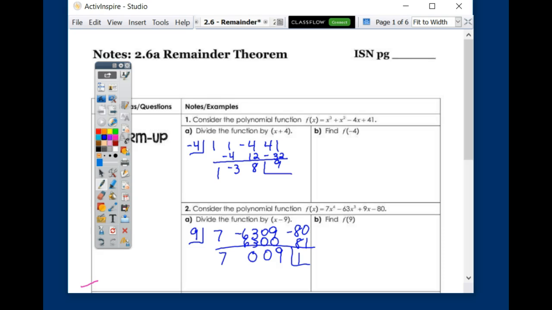We are given the factor, so we have to find the root to do the synthetic division. So one of the reasons we actually do synthetic division is this. When I test the -4, I got a remainder of 9. So now I want you to find f of -4.